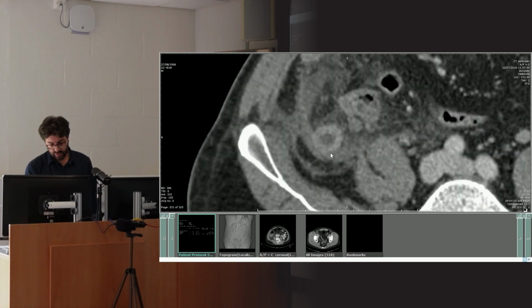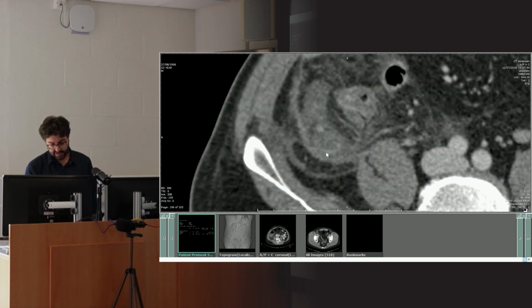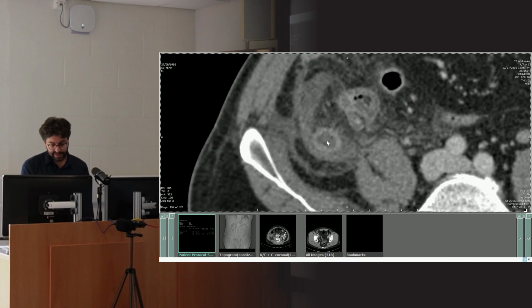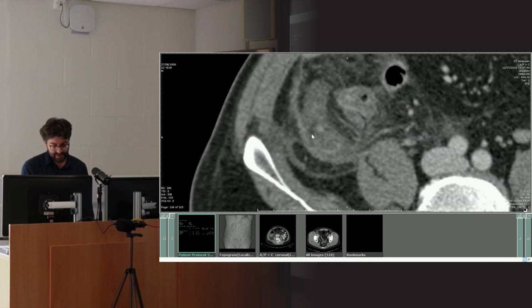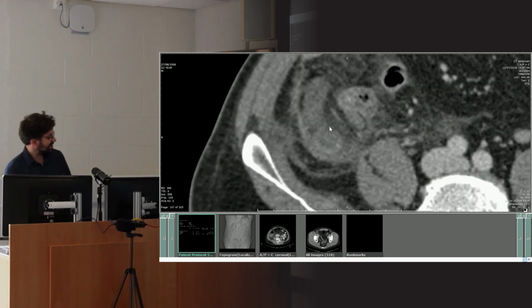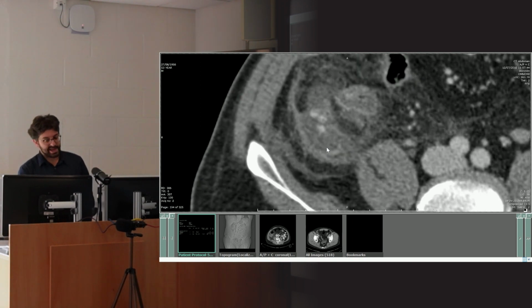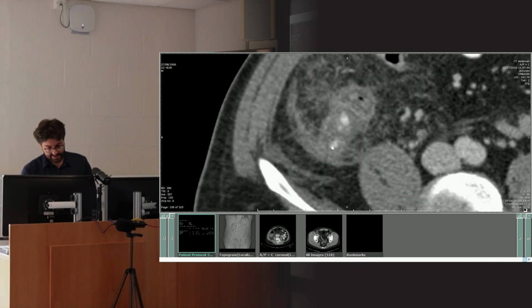What happens to the wall as I am scrolling up to here? Can we still see the wall as a clear structure? The answer is no. And that's because the base of the appendix here is gangrenous. So we've now upgraded from acute appendicitis to acute gangrenous appendicitis. The next question is, has it perforated?